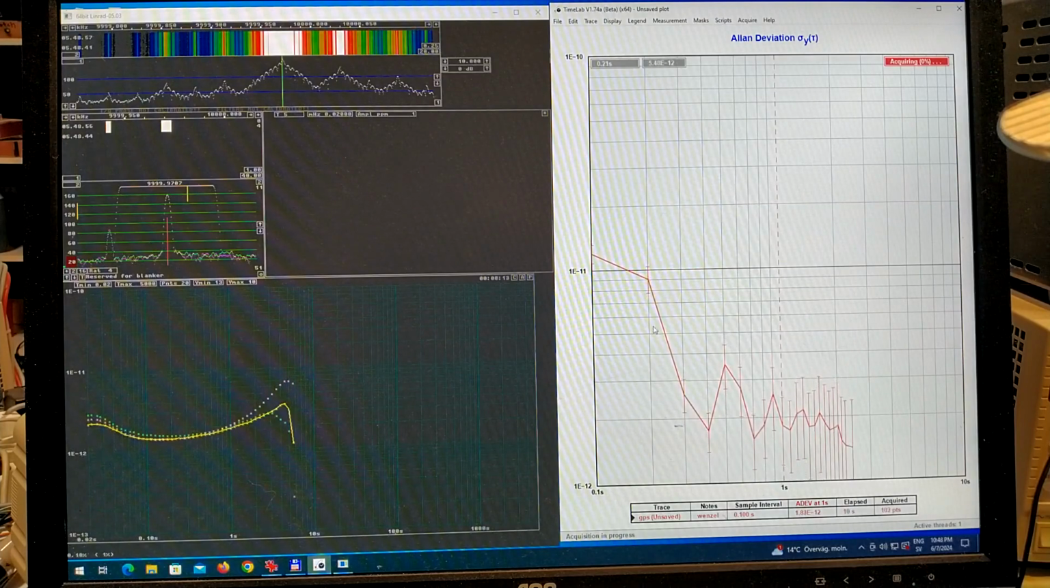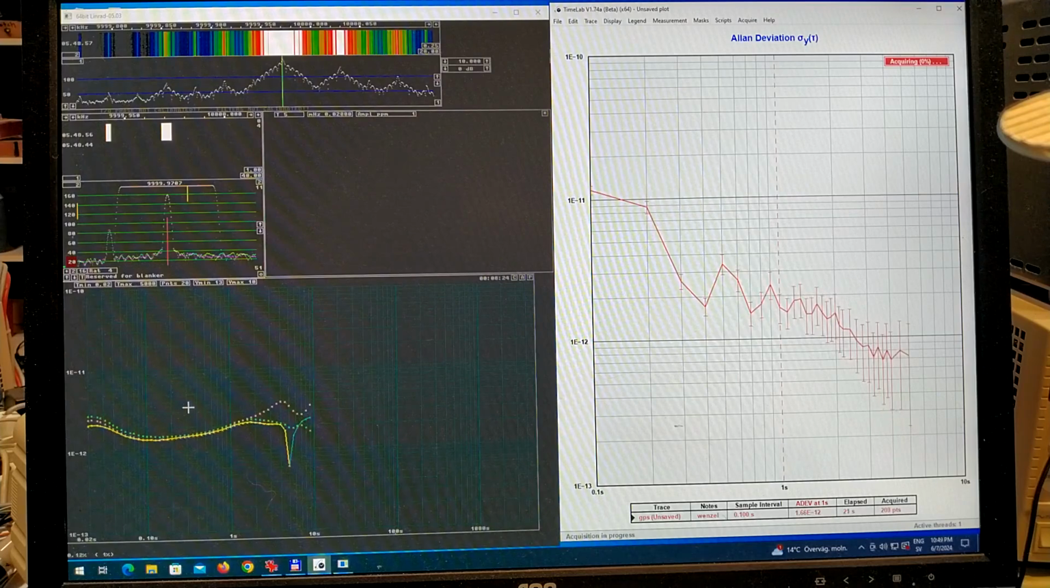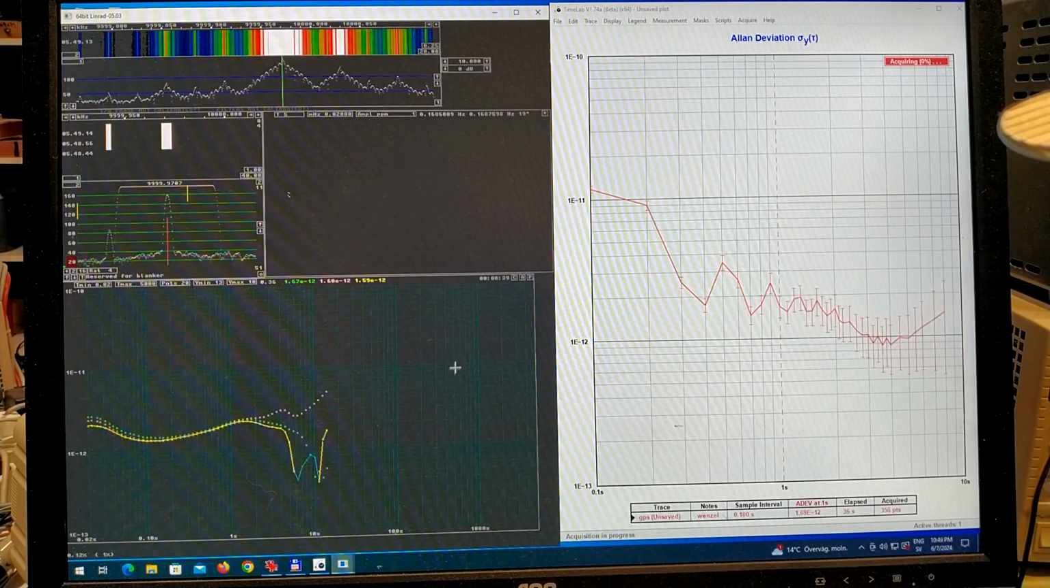And time lab now has the floor at 2 times 10 to minus 12 at half a second, and Linrad has 1.5 times 10 to minus 12. So they agree reasonably well. And I don't understand what's going on really.